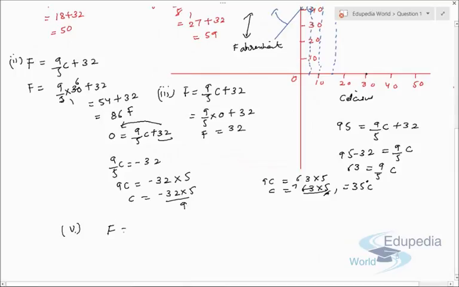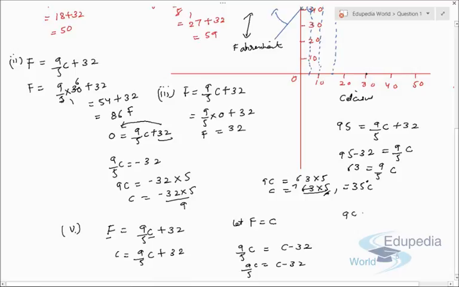Means if we have the equation F = 9/5 C + 32, is there any temperature in which C and F are the same? So we can assume F = C. So this comes out to be C = 9/5 C + 32. Further, 9/5 C will be equal to C minus 32. Then 9C will be equal to 5 into (C minus 32).